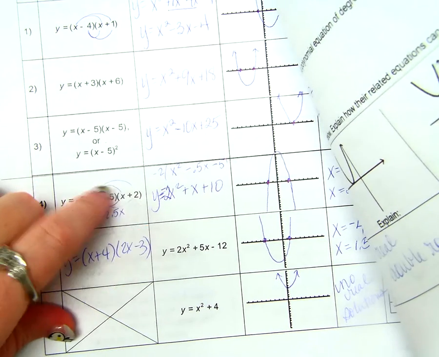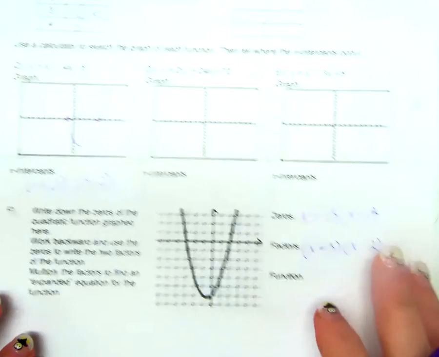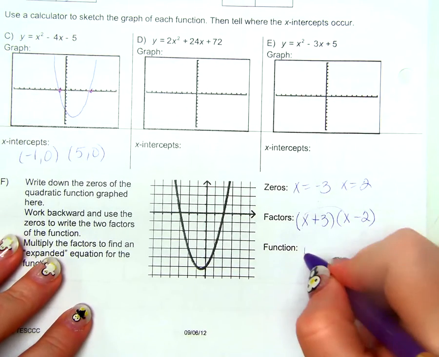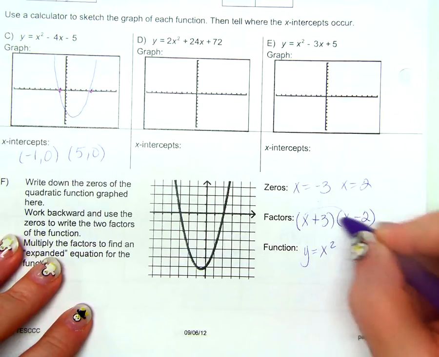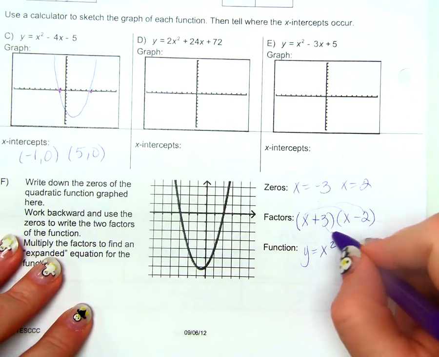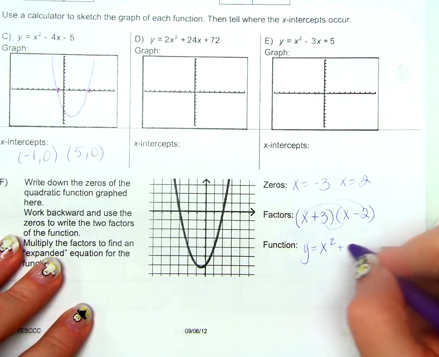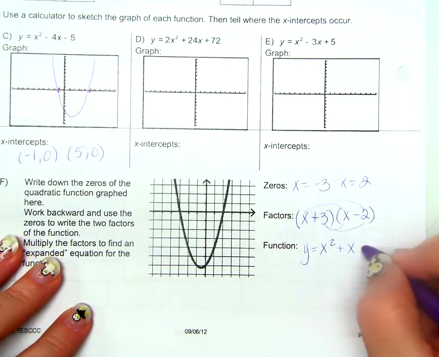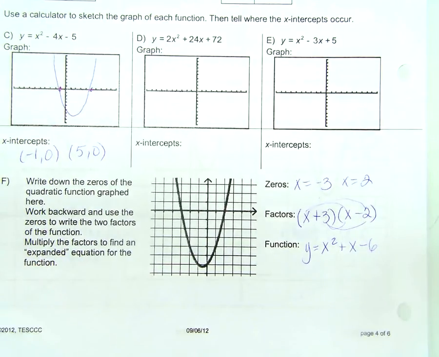If I had the factors, I need to find the function. Okay? So I can do y equals x squared. I have a minus 2x and a plus 3x, which would give me 1x, and then a minus 6. Done.